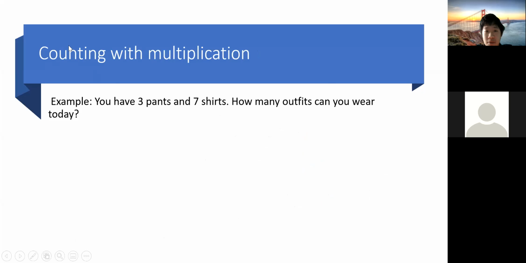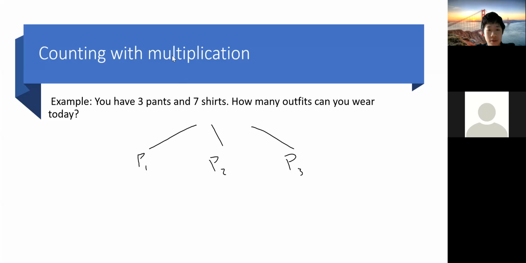So now we're going to go on to counting with multiplication. This is one of the more common counting strategies. So this is an example. You have 3 pants and 7 shirts. How many outfits can you wear today? Well, let's say that you first choose your pants. Well, you got three choices for pants. Let's say we have pant 1, pant 2, pant 3.